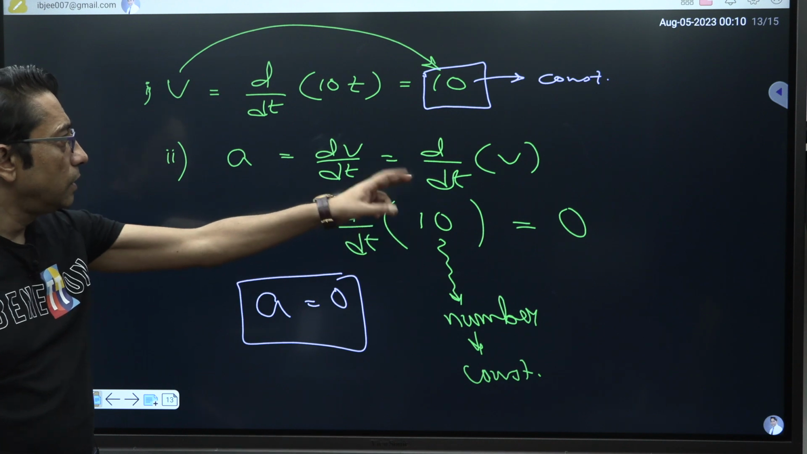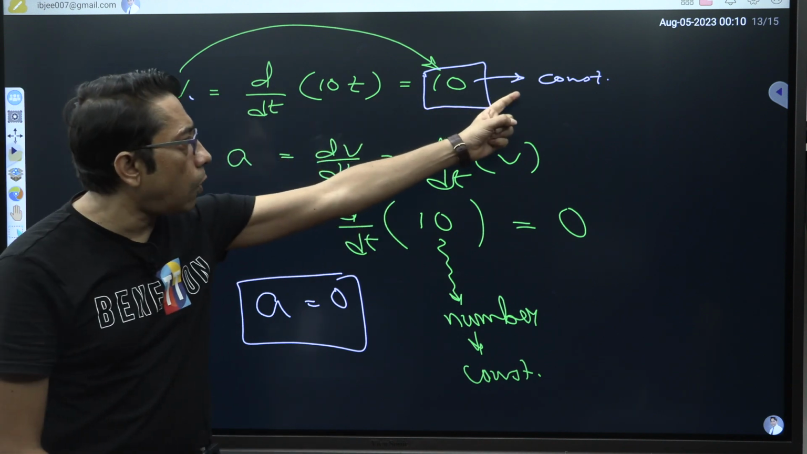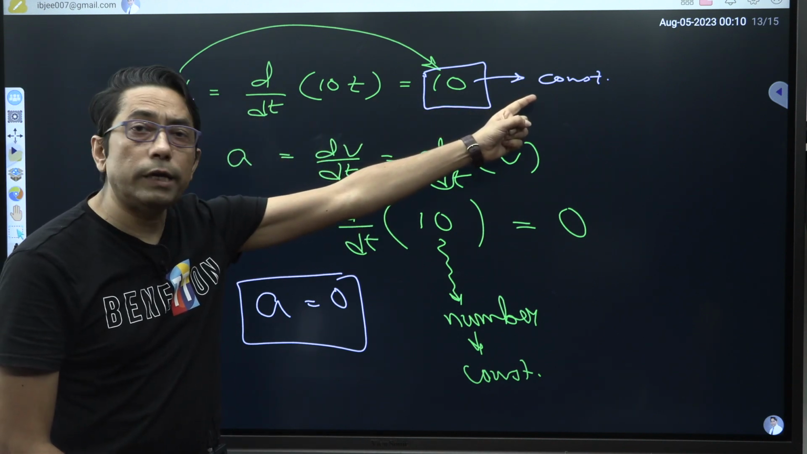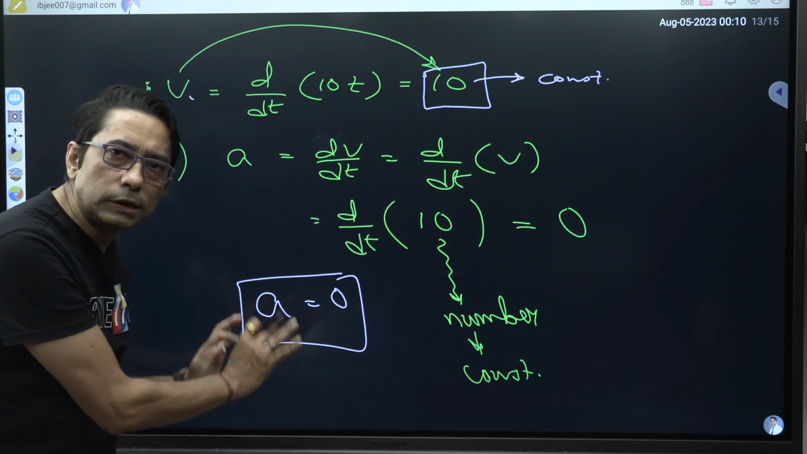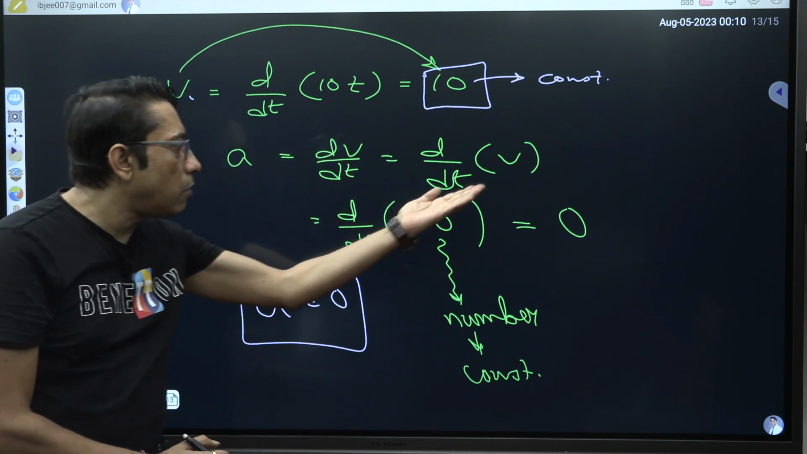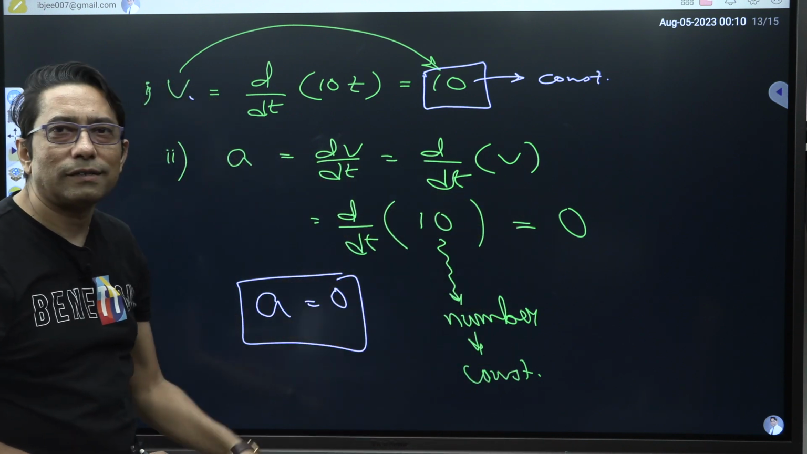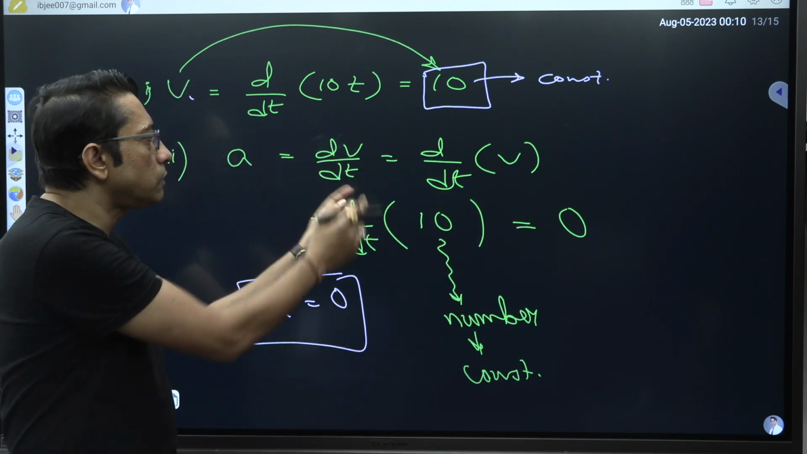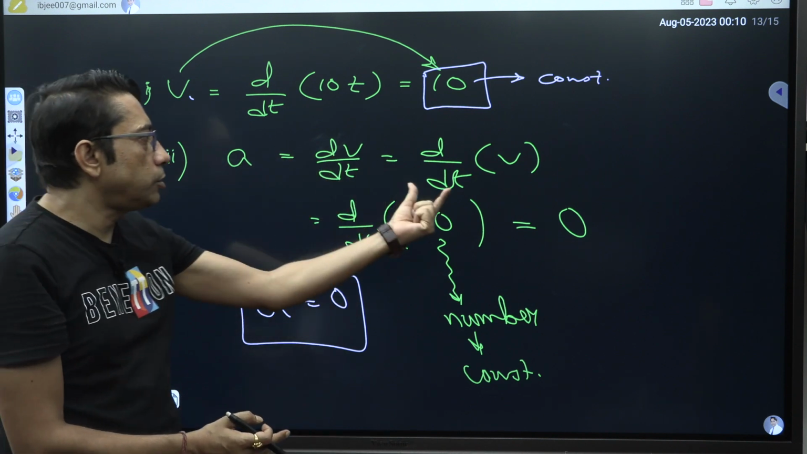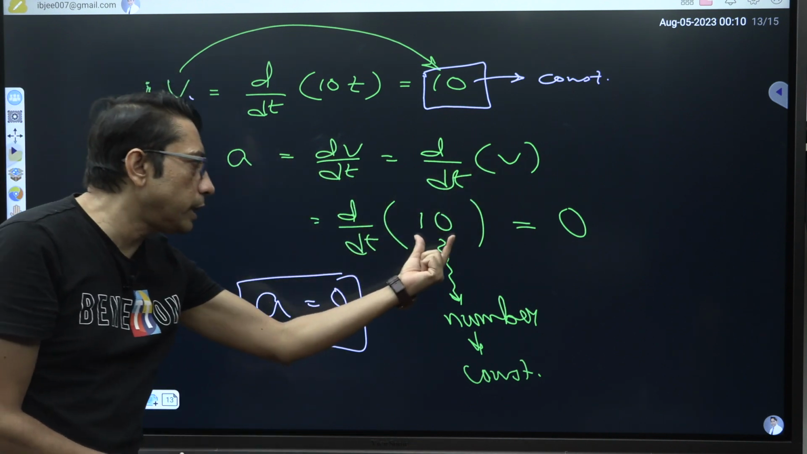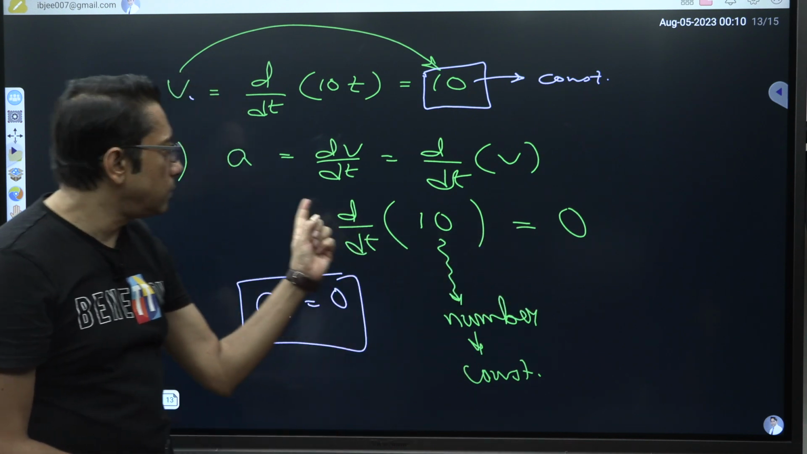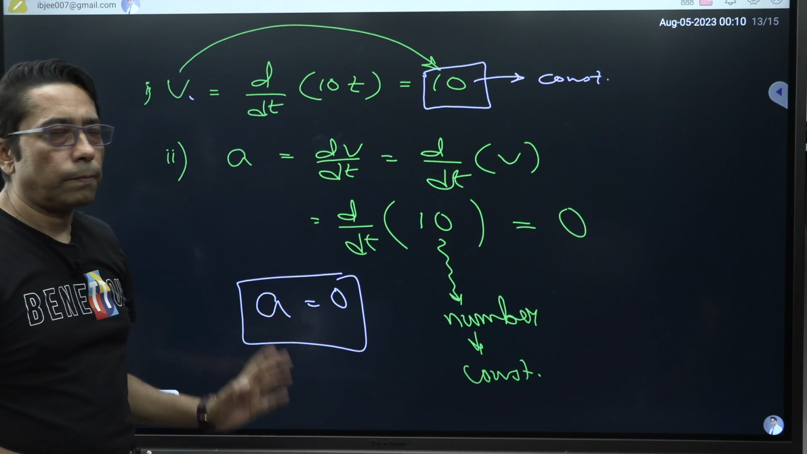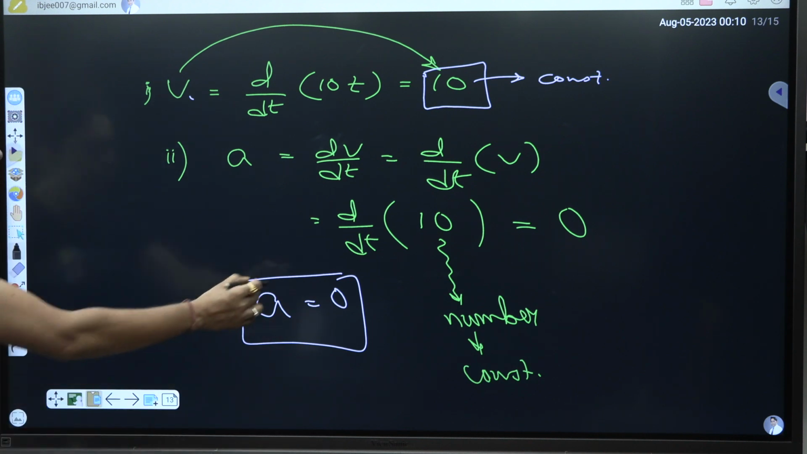See carefully, the particle was moving with constant velocity. How much? 10 meter per second. So its acceleration is 0. We know that logically, but this is the proof of how by differentiation we got that. If we differentiate velocity, we get acceleration. Now differentiating velocity means differentiating a constant value, which gives us 0. That means acceleration is 0. That is it. That's why acceleration is 0.